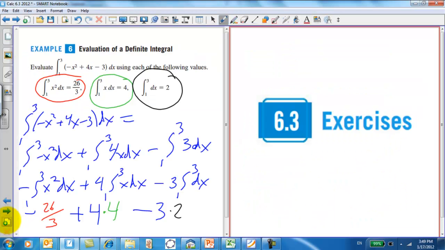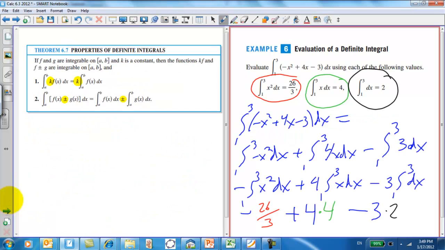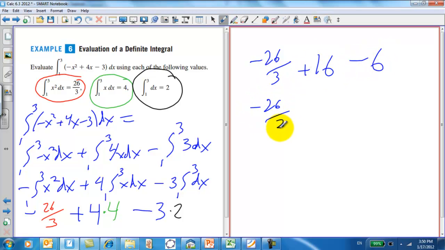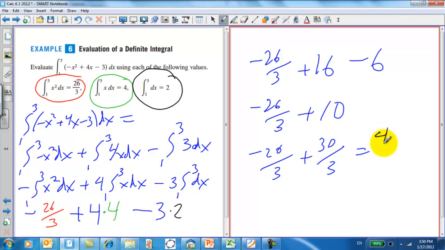And so now, let's get another page in there. I thought I put another page in, sorry. Here, put another page in, there we go. Now we can start adding these up. We get minus 26 thirds plus 16 minus 6, minus 26 thirds plus 10, minus 26 thirds plus 30 thirds equals 4 thirds.